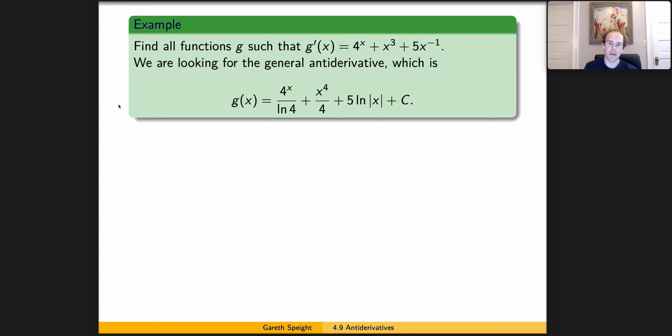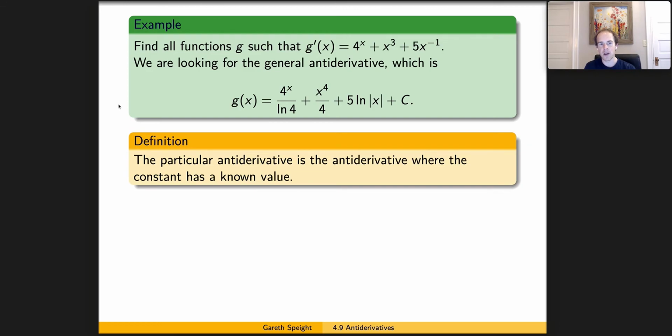Sometimes we might be given more information. Suppose we were told the value of g of 1 or g of 2 or something like that. Then we could use that to set up an equation. Instead of having that arbitrary constant c, we could use the extra information to solve for a particular value of c. If we find our general antiderivative and then have extra information that helps us find a fixed value of c, say c equals 1 or c equals 5, then that's called the specific antiderivative or the particular antiderivative.